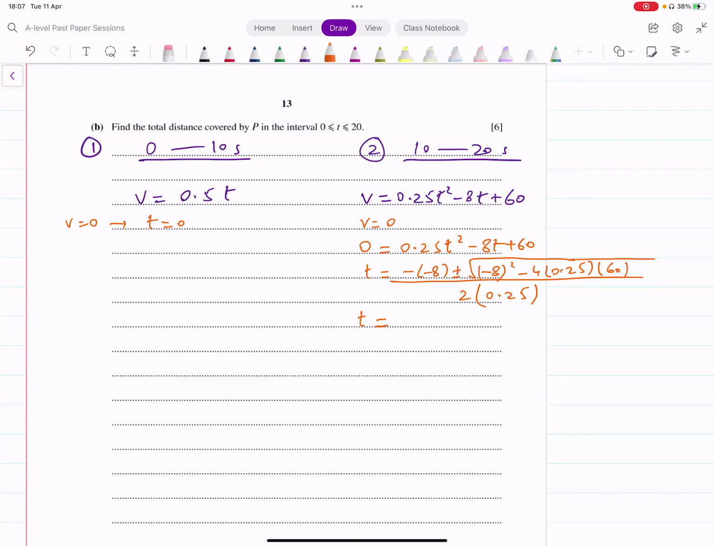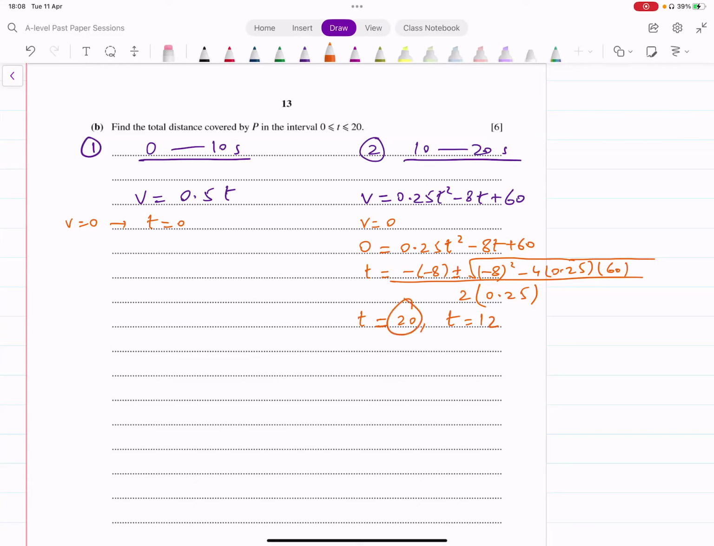अच्छा, let me do that. Can somebody confirm this as well in the chat box? I'm doing this on my own as well. So this turns out to be 0.25 minus 8, 60. Okay, I'm getting 20 from this and 12. Okay, so there are two values that we get from this. T equals 20 and T equals 12.